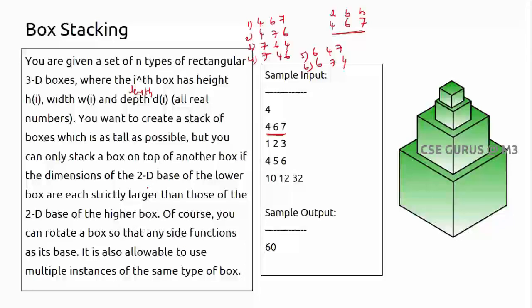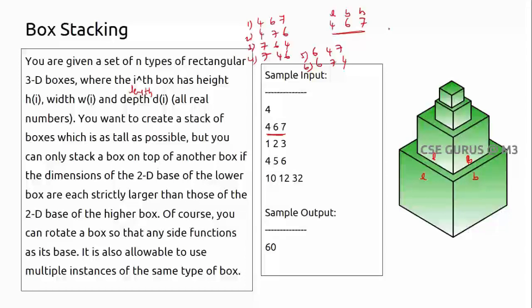Here you can take any one of these options for the boxes, and you have to arrange them such that the area of the bottom box is definitely greater than the top one. When you keep one on the other, the bottom one's area should always be greater than the top one. And not only that, there is one more constraint. Not only the area, you also have to consider the length and breadth. If this is the length and this is the breadth, the one on the bottom must be greater in both.